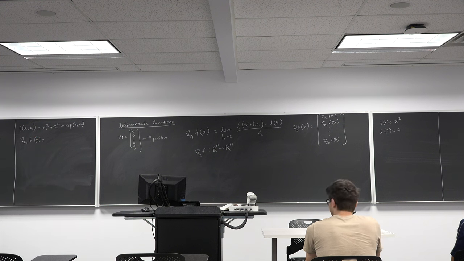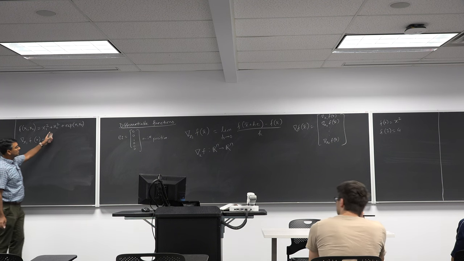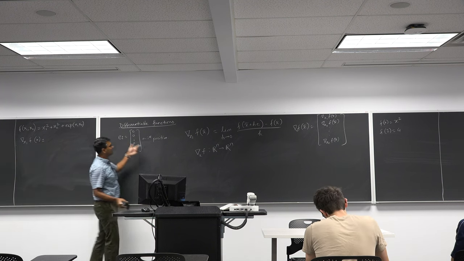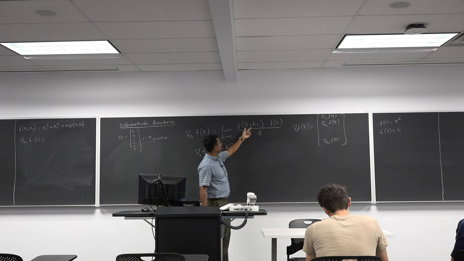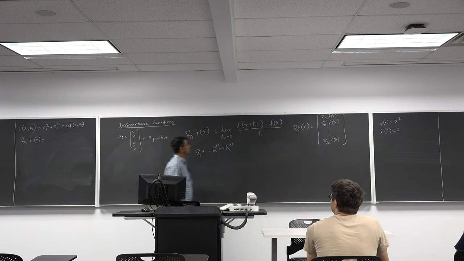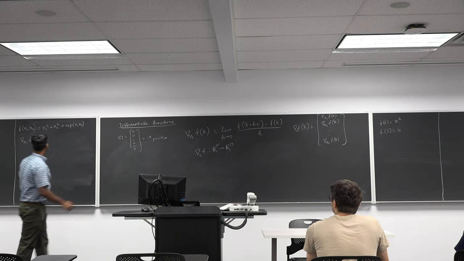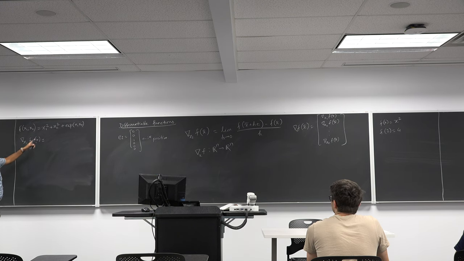So we will treat x2 as constant. Remember, in this case, I'm only changing the ith component of x. The other components remain constant. So I'm going to treat x2 as constant, and I'm only going to differentiate with respect to x1. So what do we get?